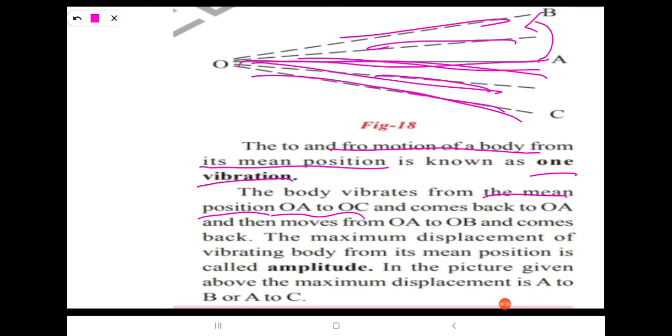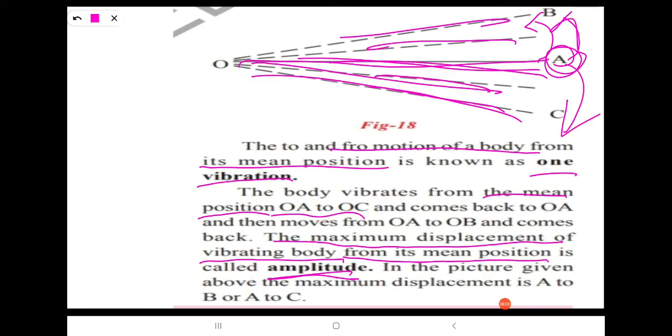So here the maximum displacement of a vibrating body from its mean position is called amplitude. Yes, the maximum displacement of a vibrating body from its mean position is called amplitude. So here the maximum displacement is A to B or A to C.